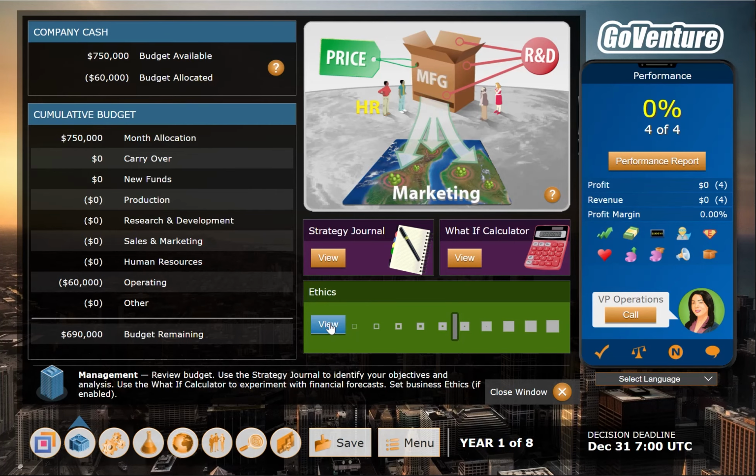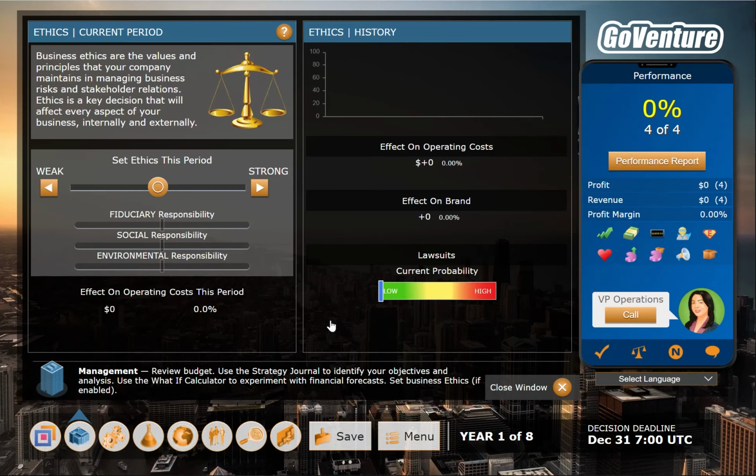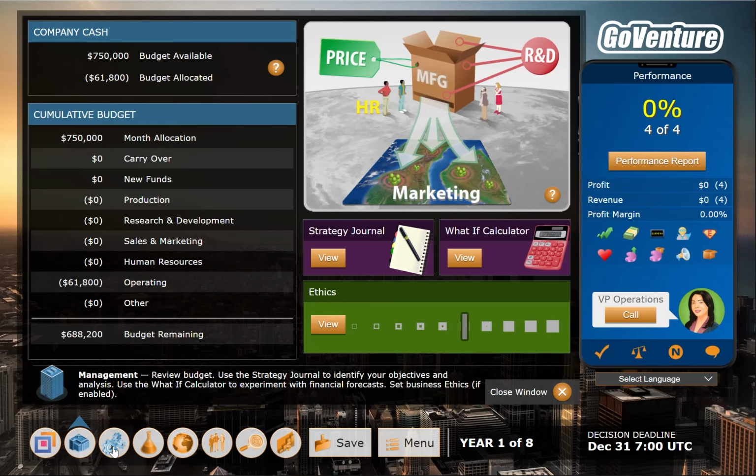We also have an ethics module. Now again, this may or may not be visible on your particular simulation, but if it is, what you have to do is identify your ethics. Are you going to run a business with strong ethics or weak ethics or somewhere in between? Now based on your setting, you'll notice some things are changing in terms of operating costs, probability of lawsuits, and effect on brand, and so on. So these factors will change over time based on your level of ethics. So that was our management screen.